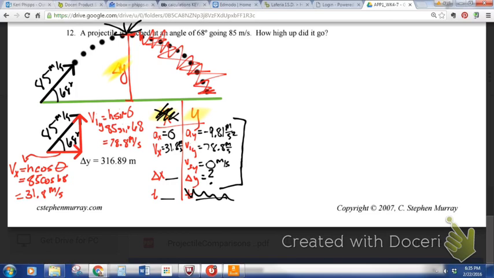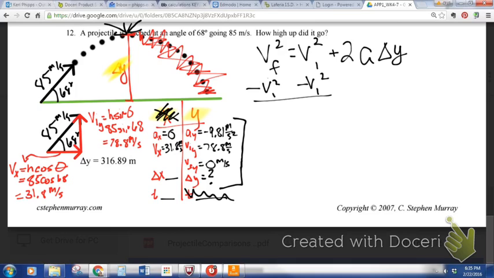And the equation that we're going to use here is final velocity squared equals initial velocity squared plus 2 acceleration times my vertical displacement. And we're going to solve for delta y. Let's start by moving our initial velocity over. It's going to cancel out, and we are left with vf squared minus initial squared, both of these in the y direction, is equal to 2a times our vertical displacement.